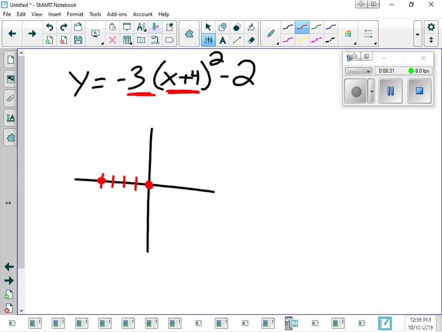Not down 3. Taller. 3 times taller. So we stretch it vertically. What does the negative do? Flips it upside down. And then what does the -2 do? Bring it down 2. Side to side is on the inside with the x, right? X-axis.